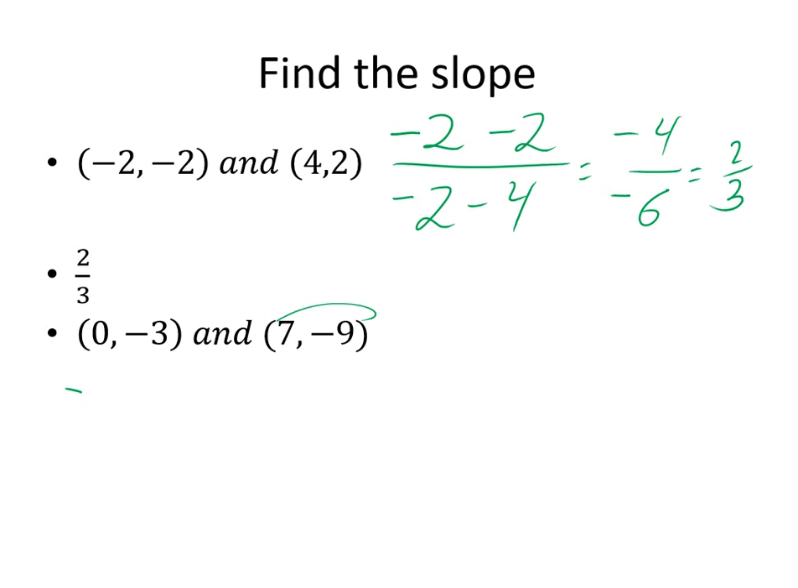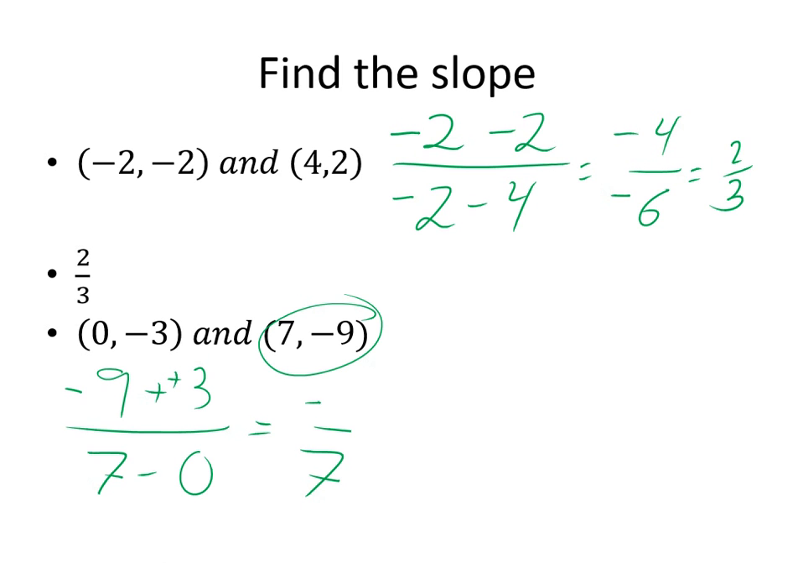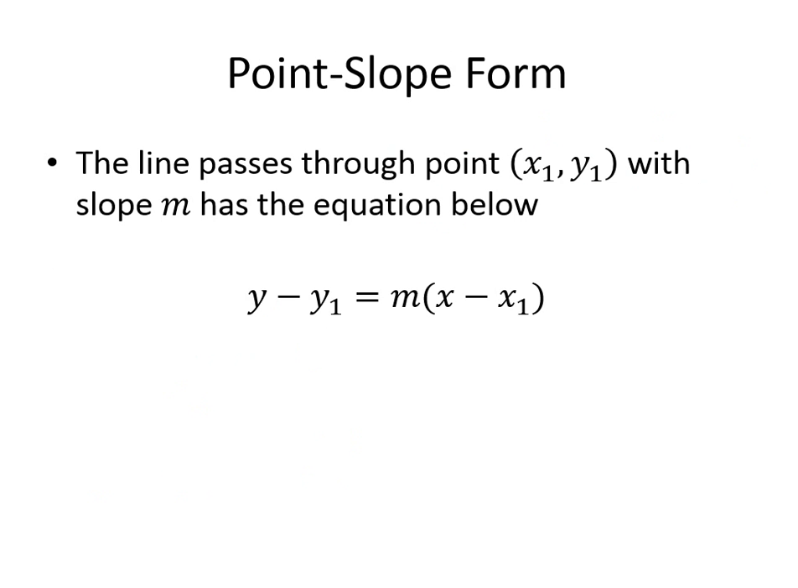Now the next one, we'll use the second one. So we'll use this point first. -9 minus the -3 all over 7 minus 0. 7 minus 0 is 7. On top, minus a negative gets us a -6, which means we're at -6/7. So those are your slopes. Pretty easy when you're given your 2 points.